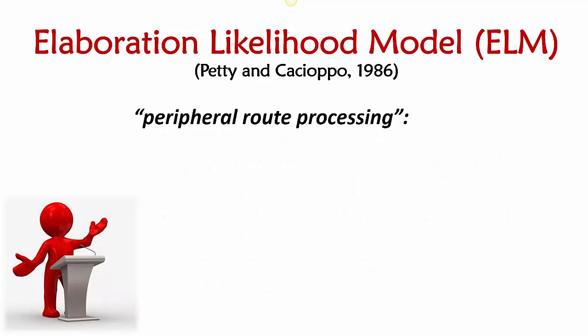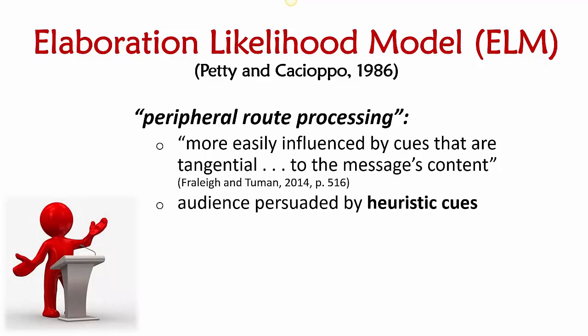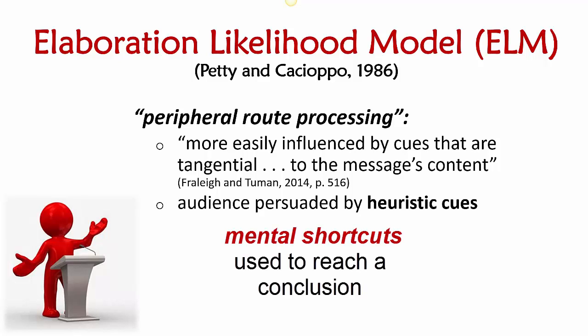Now, on the other hand, when we're talking about peripheral route processing, we're talking about folks that are more easily influenced by cues that are tangential to the message's content. In other words, they're brought to the point where you want them at the end point of persuasion, not because of the strength of your argument, but because of other aspects of the presentation or the communication moment that aren't really as relevant or important. These are what are referred to by scholars who would look at this theory as heuristic cues. What's meant by a heuristic cue is essentially something that helps someone take a shortcut in cognition and judgment.